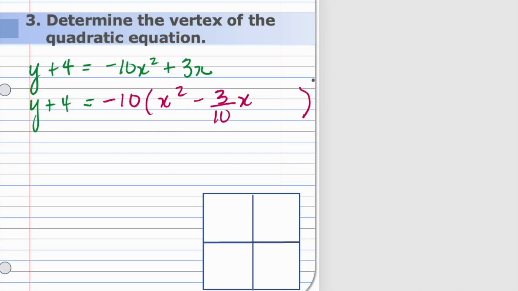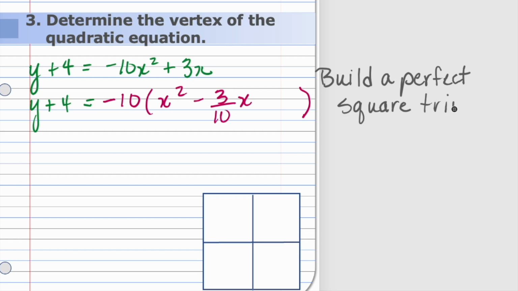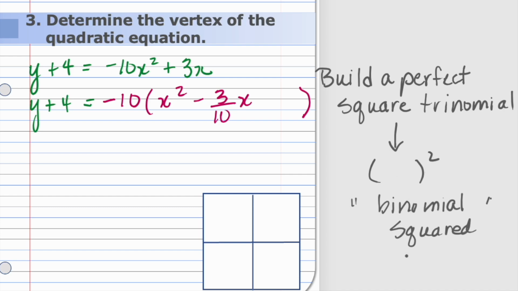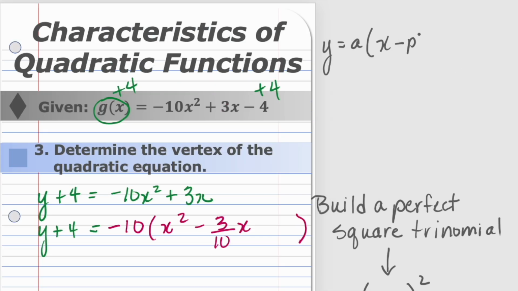The strategy is to build a perfect square trinomial, because that can be converted to a perfect square, or a binomial squared. And that would reveal the vertex, because our vertex form is a bracket x minus p squared plus q, or we could use h and k as some resources do. If we can get this, we've got the x value, because the vertex is the p comma q, or the h comma k.